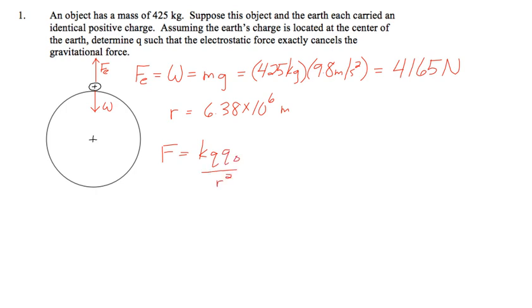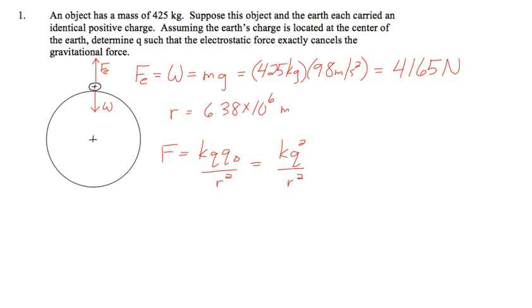Well, here's the problem at this point. K is a constant, so we don't have to worry about that. We now know the F, and we now know the R, but I have both Q and Q0. That's two different variables there. Even though they look similar, they're different variables. But it does say in the problem that they each carry identical positive charges. So how could I change this formula so that I reduce the number of variables? KQ squared. So KQ squared over R squared. Now the only unknown in the problem is Q.